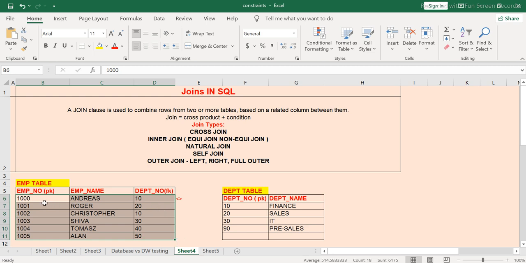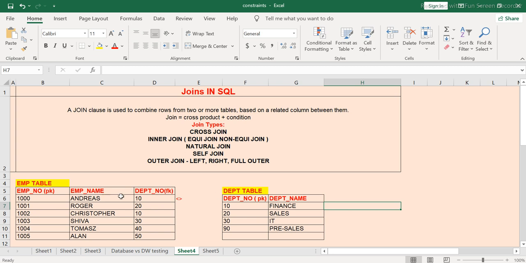For example, against 10, this particular row will come. Against 20, this particular row will come. Again 10, this particular row will come, against 30, this particular row will come. And against 40, there is nothing here. There is no department number against 40. So this row will come from the employee table, but against the department table, we have to put null and null against these two columns. Similarly for 50 also, we have to put null and null. So we will see how it works.